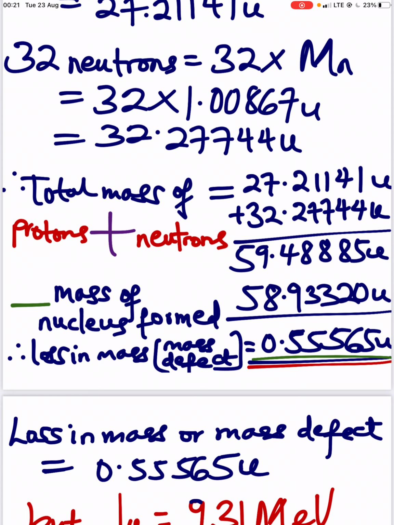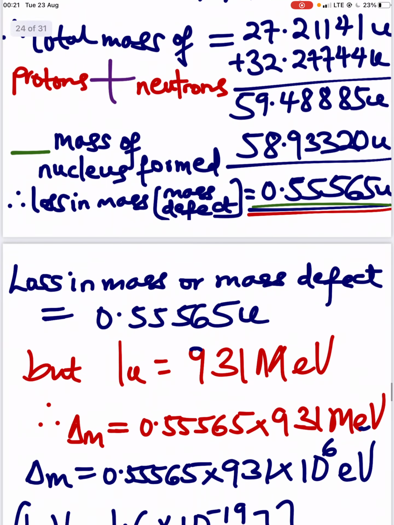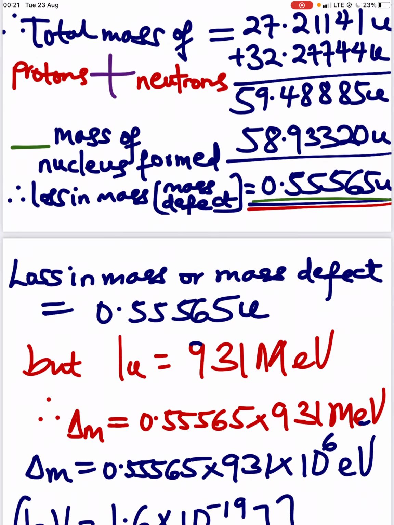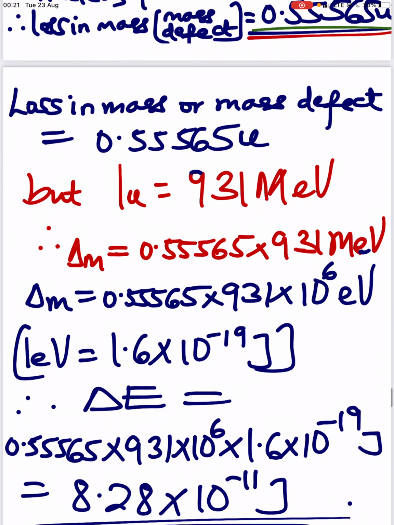So we subtract the mass of the cobalt nucleus formed from the total masses of the protons and neutrons added together. We are going to take 58.93320 from 59.48885 U. So our loss in mass, or mass defect, will be 0.55565 atomic mass unit. That's what I have underlined with 3 different colors here. So loss in mass or mass defect will be 0.55565 U.